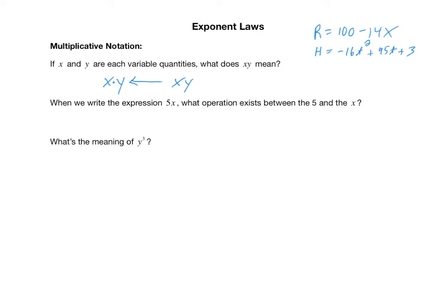So then if you were to look at the expression 5x, what operation exists between the 5 and the x? Well, this too, since we collapse the 5 and the x together, 5x means 5 times x. We just don't put the multiplication symbol of times in there. So 5x means 5 times x.